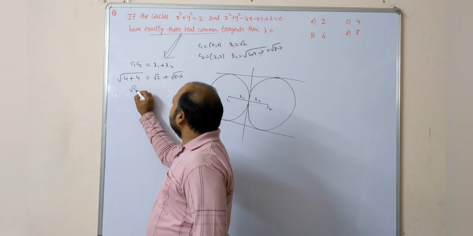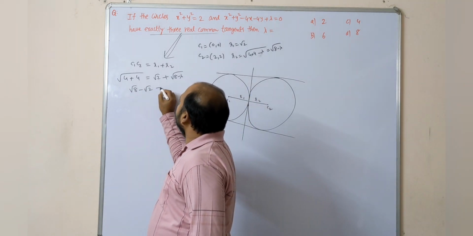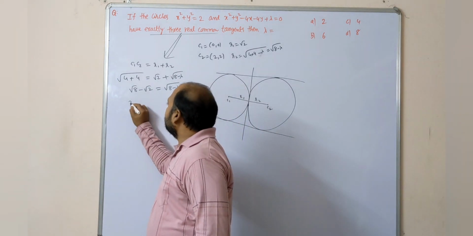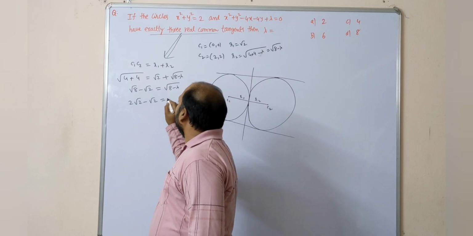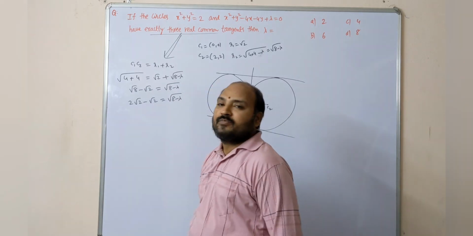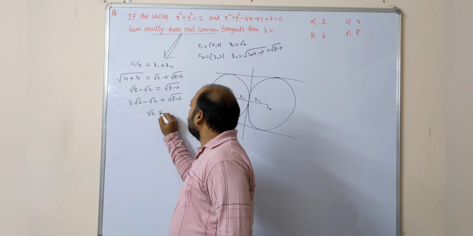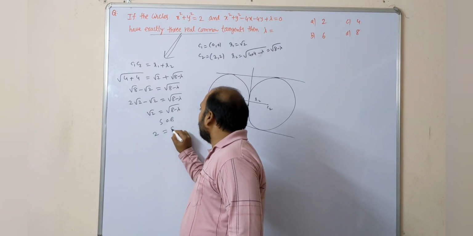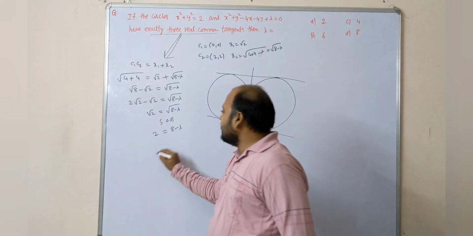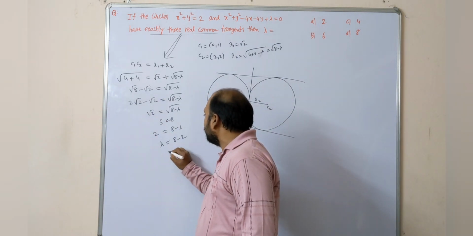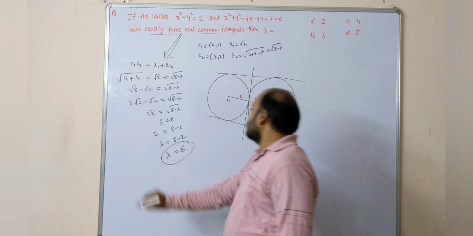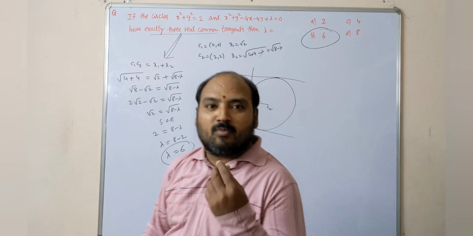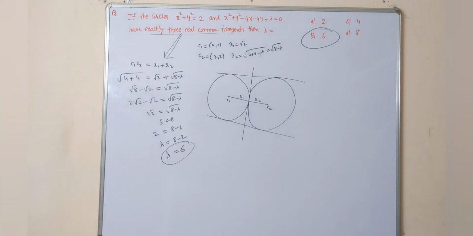So root 8 minus root 2 is equal to root 8 minus lambda. So root 8 means what? 2 root 2. 2 root 2 minus root 2 equal to root 8 minus lambda. 2 root 2 minus root 2 is root 2. Root 2 is equal to root 8 minus lambda. Squaring on both sides, 2 equal to 8 minus lambda. Minus lambda we can take this side, plus lambda equal to 8 minus 2. So lambda equal to 6. Therefore, the lambda value is equal to 6, which is there in the second option. We'll move on to the next question, dear students.